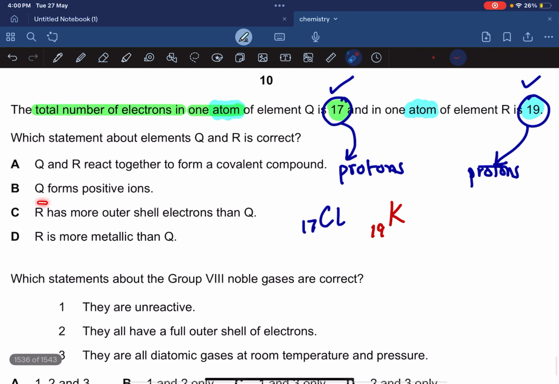Q forms positive ions. What is Q? Q is what we just identified to be chlorine. Does it form positive ions? No. According to me, it forms a negative ion.